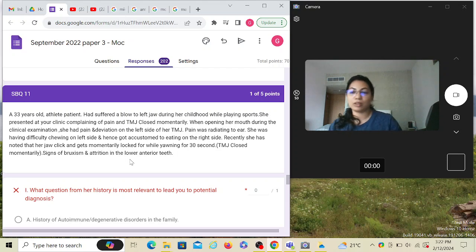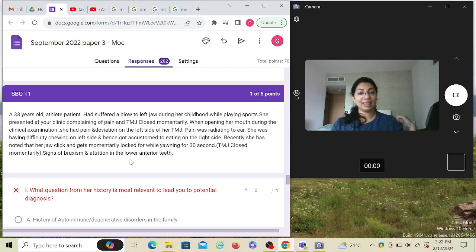Now let's see what the questions are. What question from our history is the most relevant to lead you to a potential diagnosis? Currently, there is no problem happening in the TMJ because of any stress. The stress word is not mentioned, because usually a TMJ problem starts because of that. Bruxism is not mentioned. Clenching is not mentioned before. Right now, signs of bruxism and attrition in the lower teeth are present. The patient has never visited the dentist before because it's not mentioned in the question. So everything I'm going to take as recently happening.